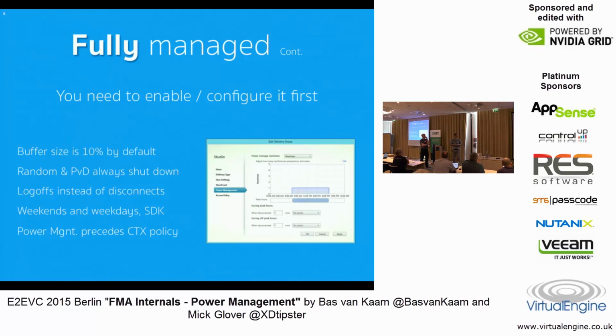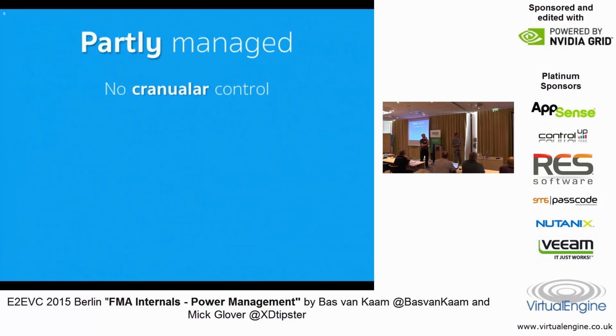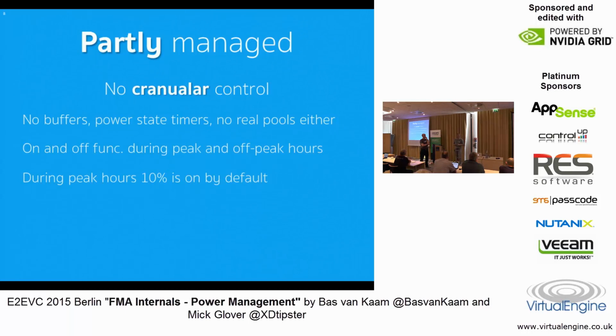So, with partly managed machines, you basically have a lot less. It's a lot less granular. You don't have any buffers or power state timers. You don't have real pools either, because during peak and off-peak hours, machines will be booted, but only 10% by default, which is something you can change using PowerShell again. And that also is then the pool you can configure using PowerShell. So that's why I mentioned no pools either, because you don't have any real option through the GUI. You have to adjust this using PowerShell. So default is 10%, something you can change to a value between 0 and 100.